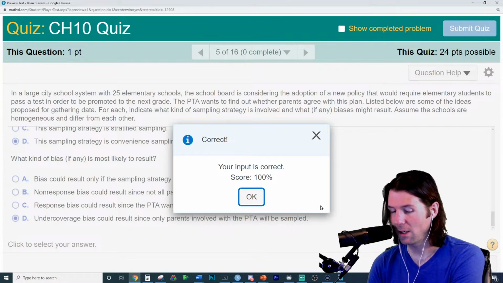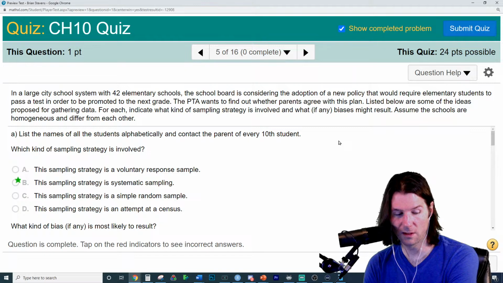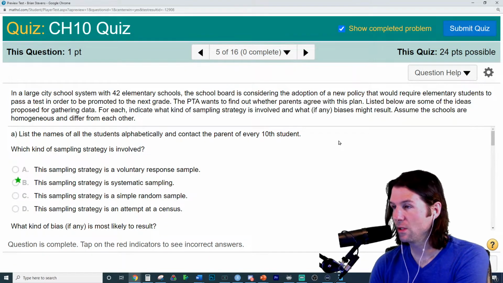Not today, Mal Pearson, not today. Let's get one more version of this question right here. You have to load up a new one. It won't give me new ones unless I do this. Every 10th student, this should be what?